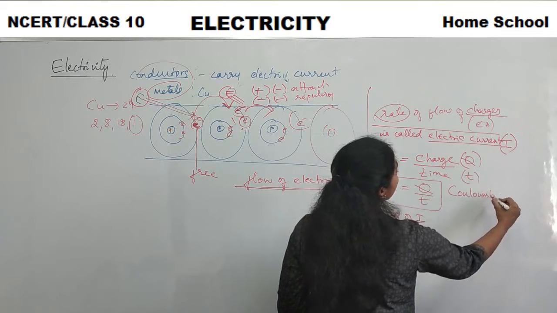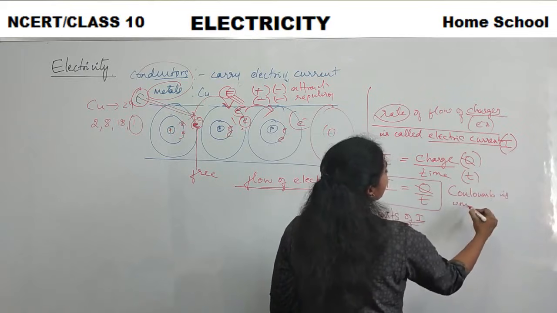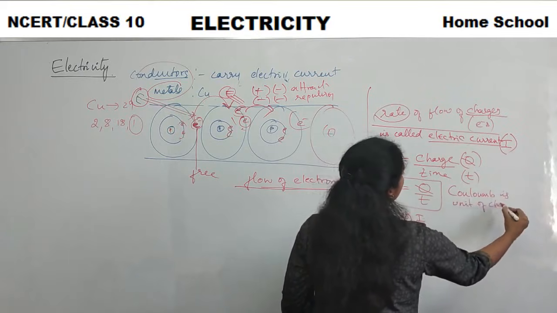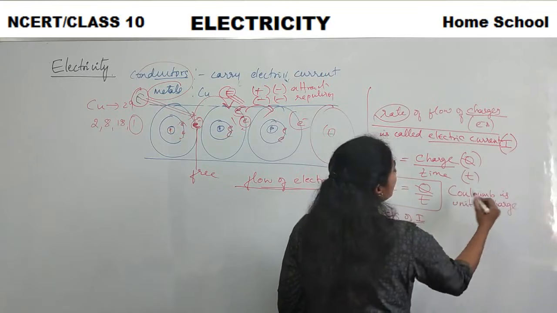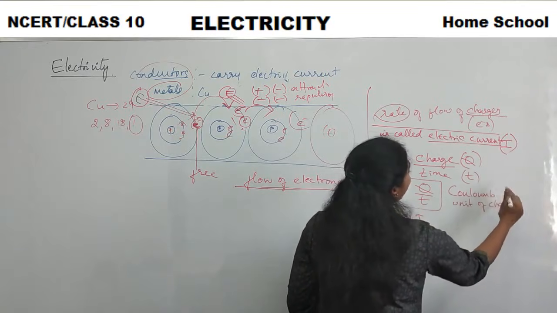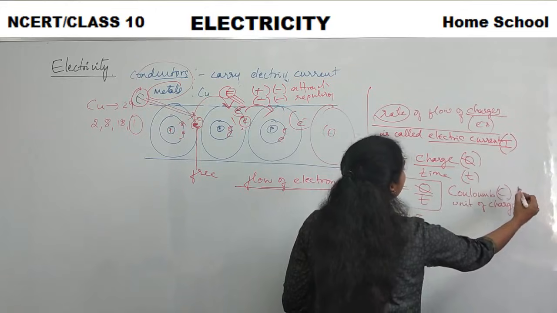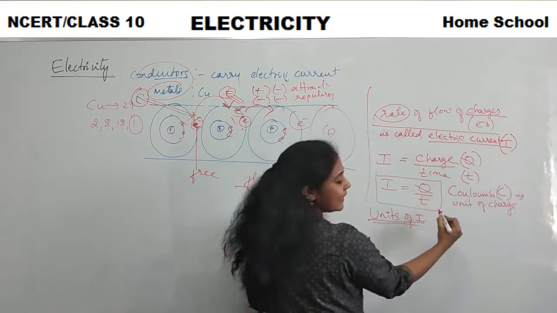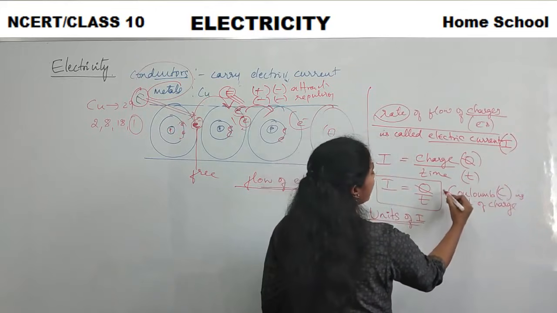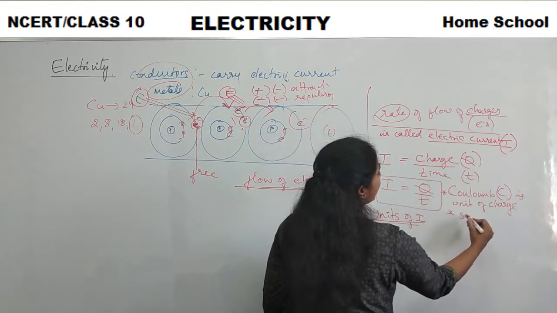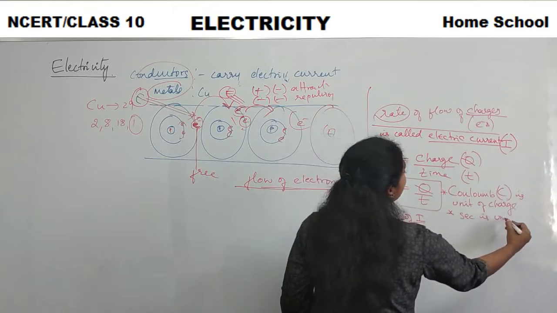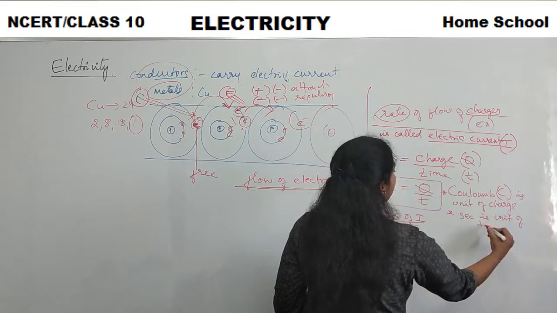Coulomb is the unit of charge. Coulomb is denoted with a capital C. And what is the unit for time? Second, right? Remember these two. Second is the unit of time.